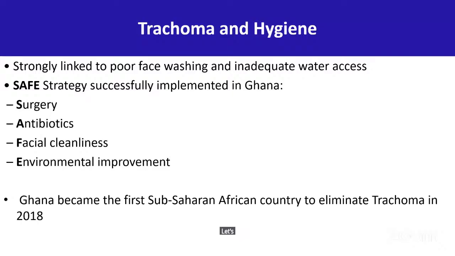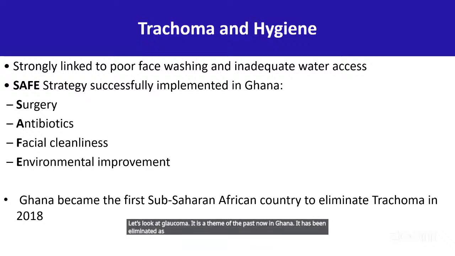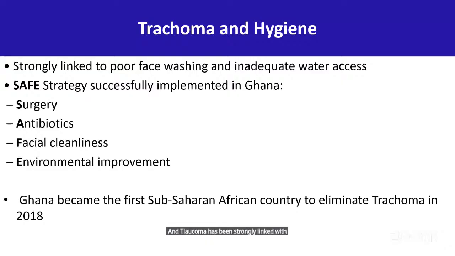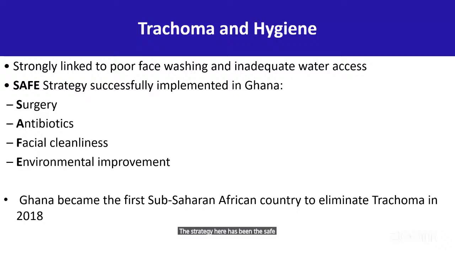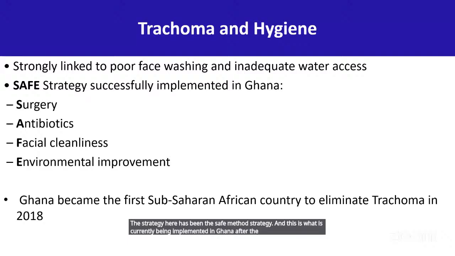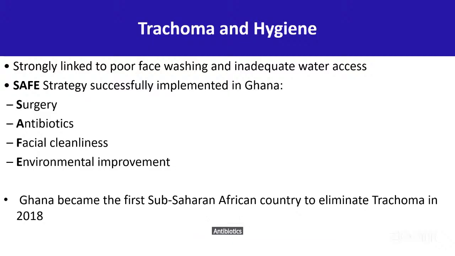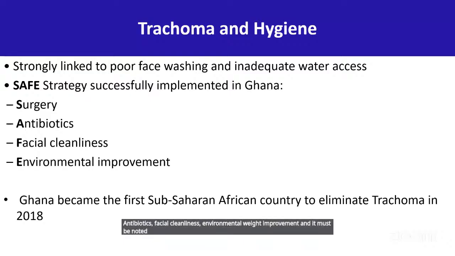Let's look at trachoma. It is a thing of the past now in Ghana. It has been eliminated as a public health issue. Trachoma has been strongly linked with poor face washing and inadequate water access. The strategy here has been the SAFE strategy, and this is what is currently being implemented in Ghana after the elimination. The SAFE strategy involves surgery, antibiotics, facial cleanliness, and environmental water improvement. It must be noted that Ghana became the first sub-Saharan African country to eliminate trachoma, in 2018.